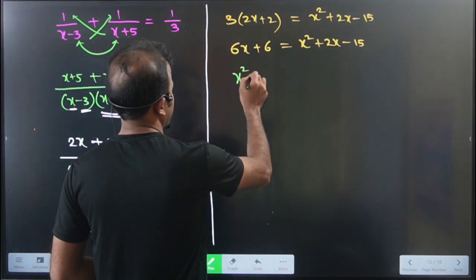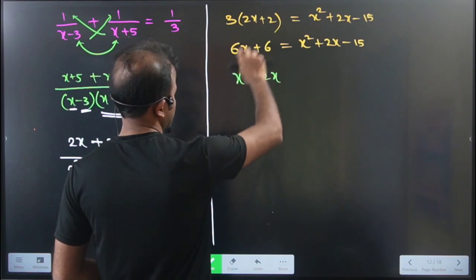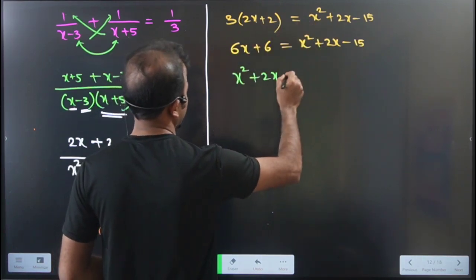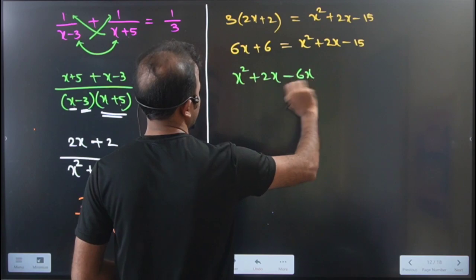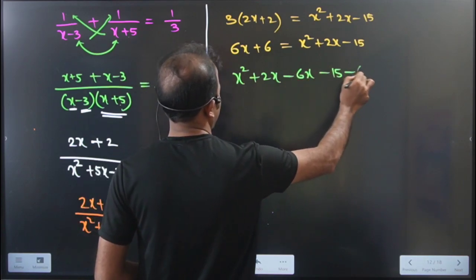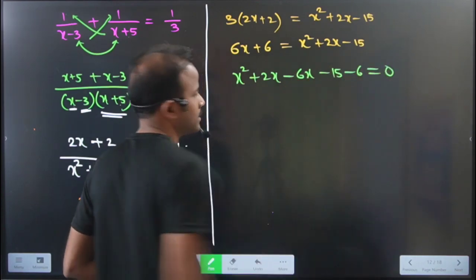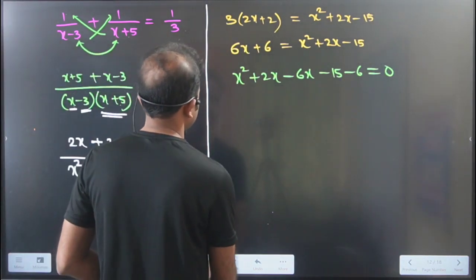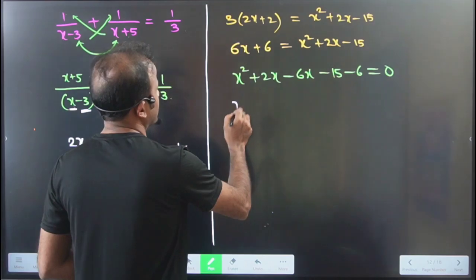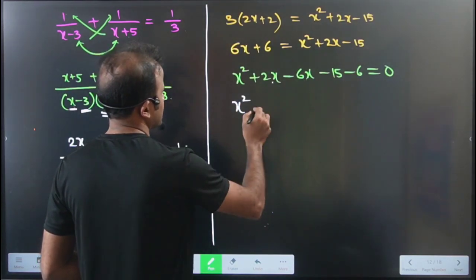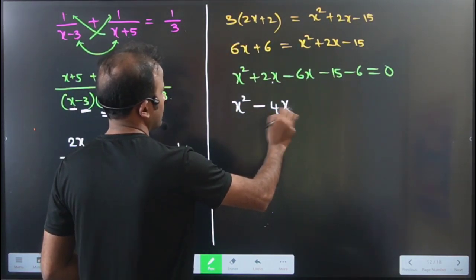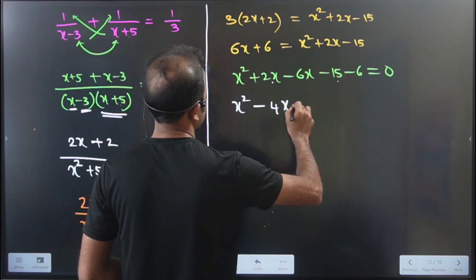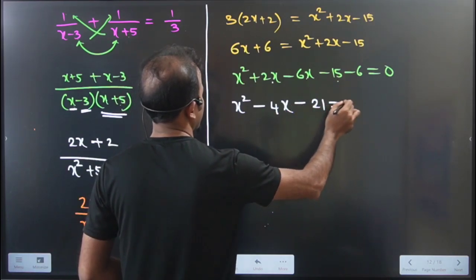Again you write this x square plus 2x plus 6x. When you take it this side, it will become minus 6x minus 15 minus 6 equal to 0. Okay, now what you have to do now? x square, 2x minus 6x is how much? Minus 4x. Minus 15 minus 6 is minus 21.